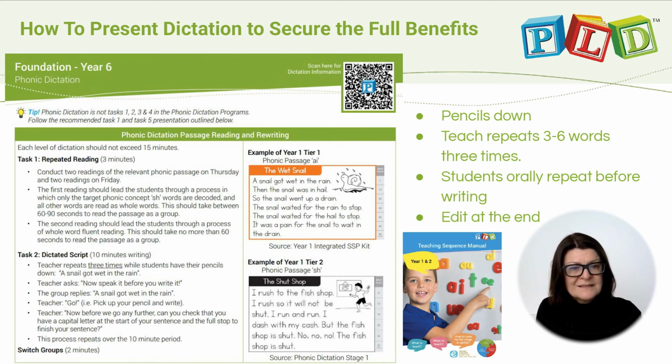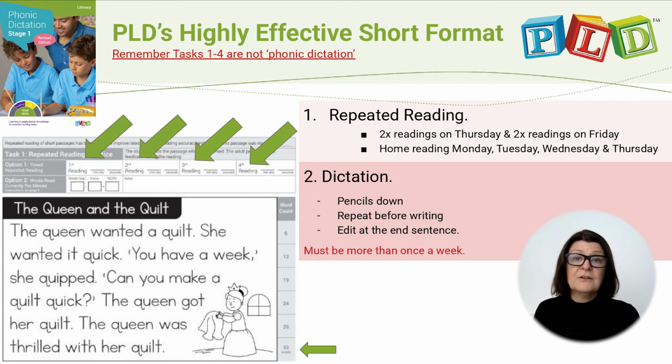At the end of the sentence, check for capital letters, full stops, and then pencils down, and we go into the second sentence. We're going to see how much we can write in 10 minutes before swapping over to the other group. And again, engaging in 2 repeated readings, one with decoding, one with fluency, and 10 minutes of rewriting. It's a beautiful process. So here you've got your repeated reading passage and your phonic dictation.